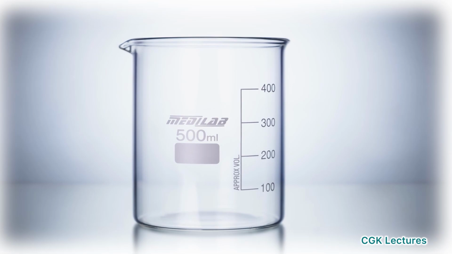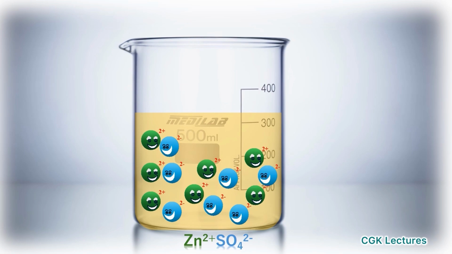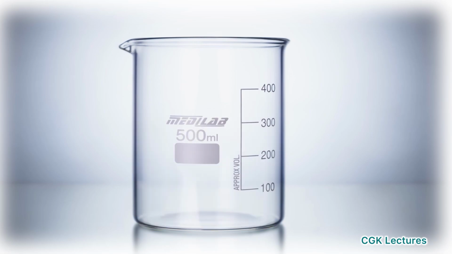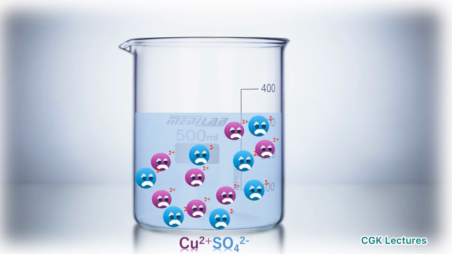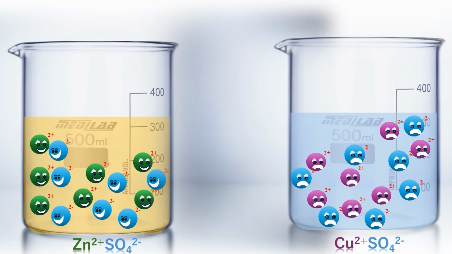It all starts with two beakers. The first beaker contains zinc sulfate solution with Zn2+ positive ions and SO4 2- negative ions. The second beaker contains copper sulfate solution with Cu2+ positive ions and SO4 2- negative ions. The two beakers containing these solutions are brought together in one frame.